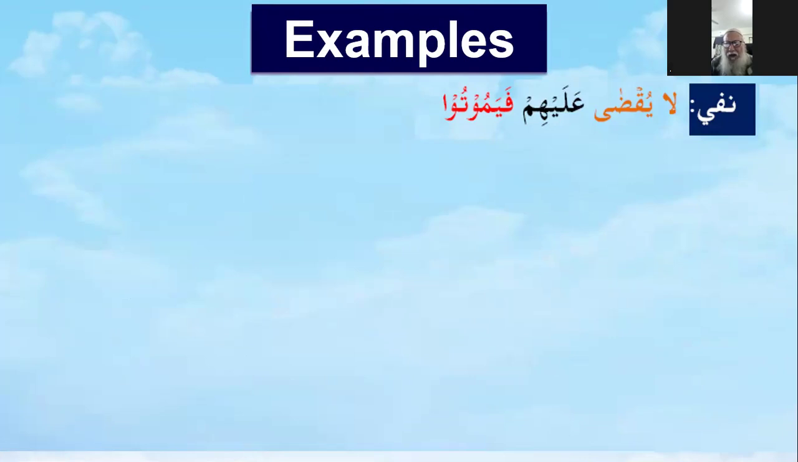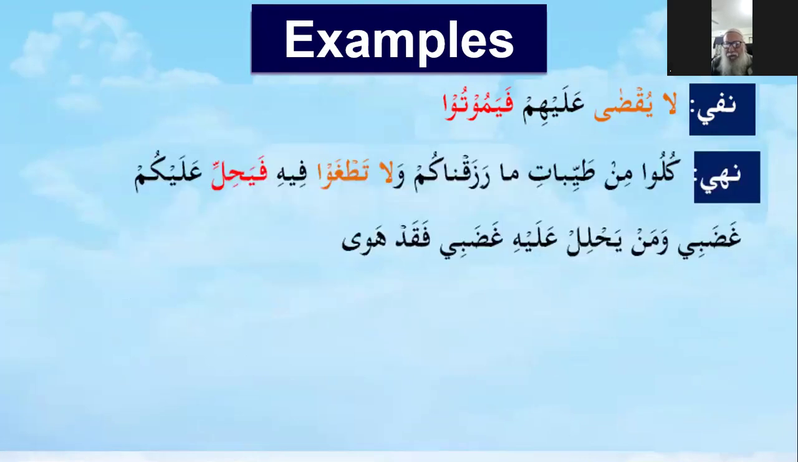The example is nafi: La yuqda alayhim fayamutu. Look, la yuqda. It's nothing. Nahi: Kulu min tayyibati ma razaqnakum wa la tatghaw fihi fayahilla alaykum ghadabi wa man yahlil alayhi ghadabi faqad hawa. Now look, it was tatghawna. La came, noon went, so it's nahi. But in case of yuqda, nothing has changed. Suppose if it was a nahi, what change would you expect in this yuqda?